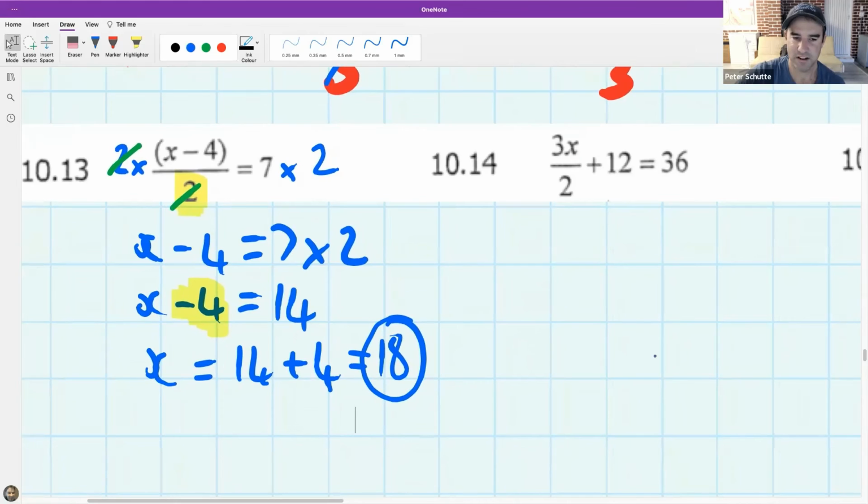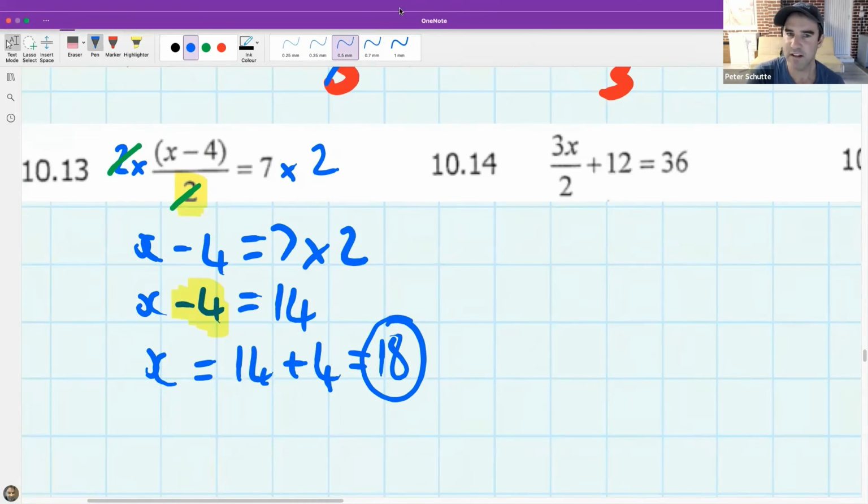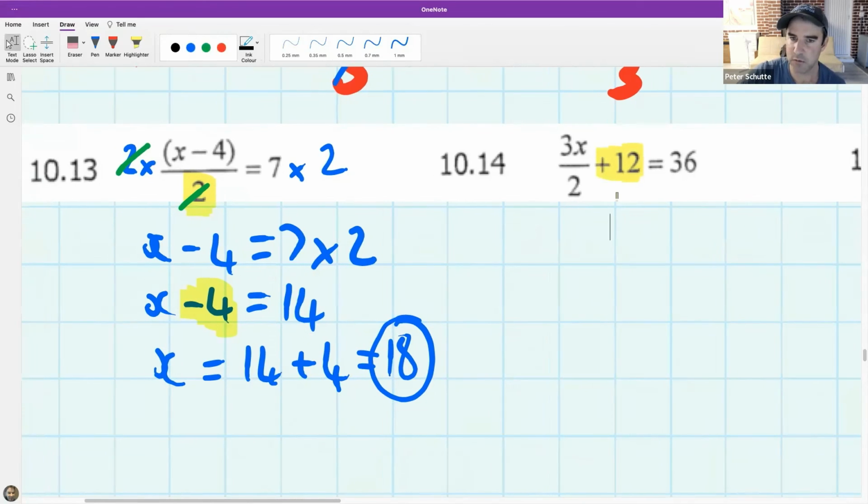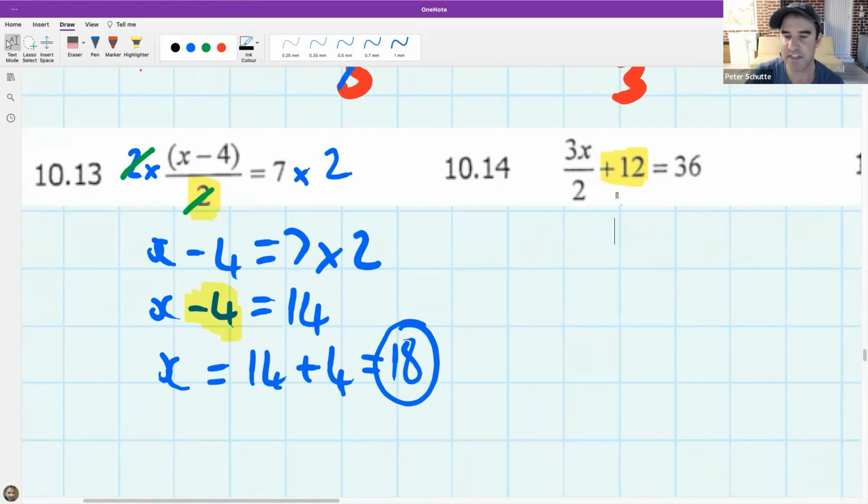Well done, guys. Okay, so that was impressive. A little bit sneaky. I want us to try and do 10.14, but I'm going to give you the tip. You have to deal with the plus 12 first. So for 10.14, deal with the plus 12, and then ask yourself, after you've dealt with the plus 12, what other steps do I need to do? But well done, Lakiwe, you're right, it's 18.